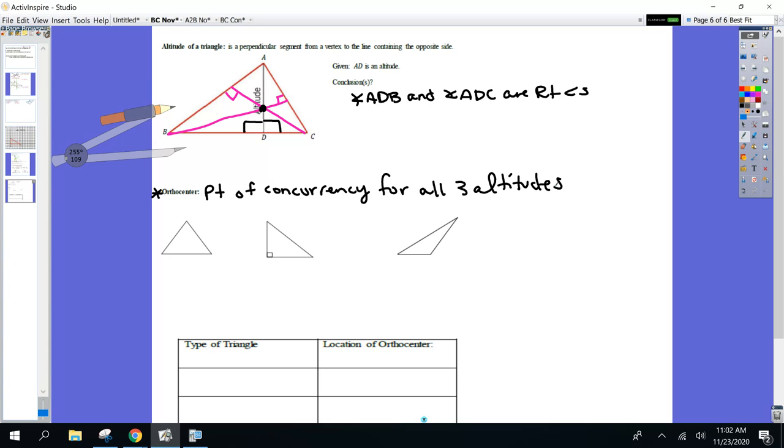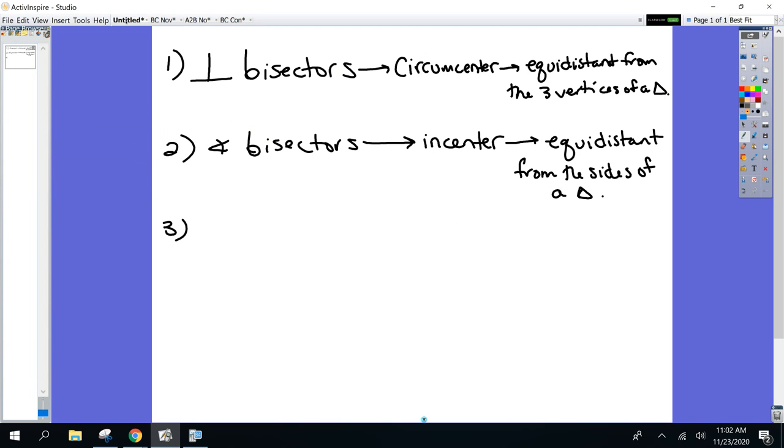So now you know what an altitude is. There's 3 of them in every triangle, and they all intersect at the orthocenter. Go to the front of your packet where we're keeping all these cheat sheets. So what did we just learn now? We had perpendicular bisectors, angle bisectors, and now all 3 altitudes. Where do all 3 altitudes intersect? Orthocenter.